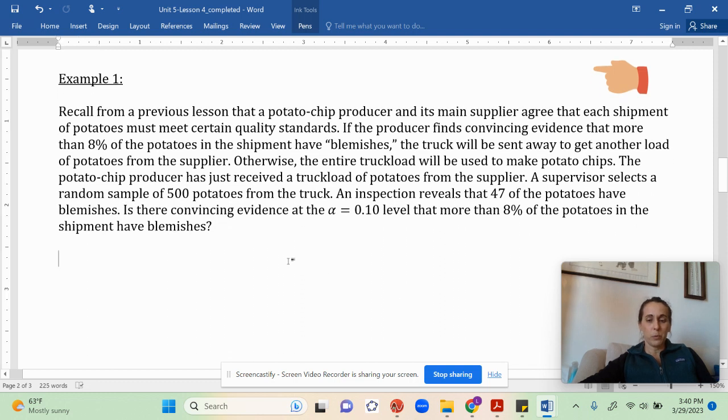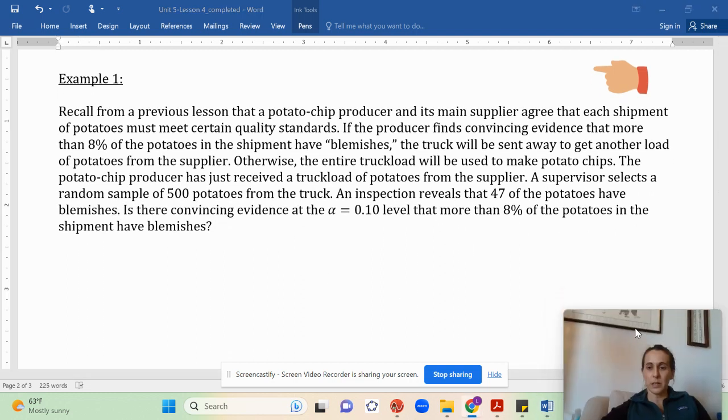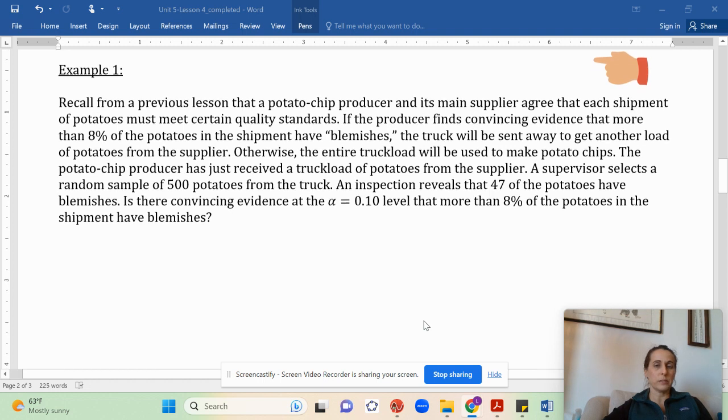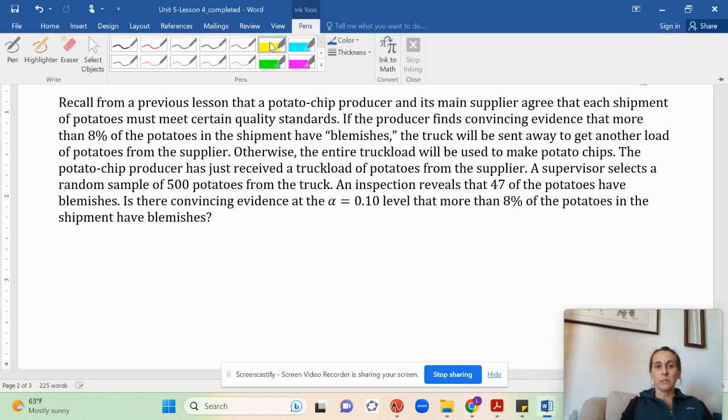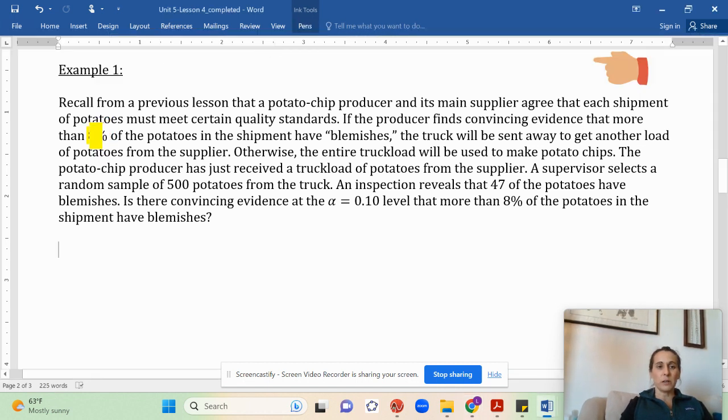All right. Example one, we'll go through two examples together, going through the whole process of conducting a significance test. So we're going to go back to the potato problem. Remember that a supplier says that potatoes have to meet a certain standard. If we think we have more than 8% of potatoes in a shipment that are bad or blemished, then we can return the shipment for another load.